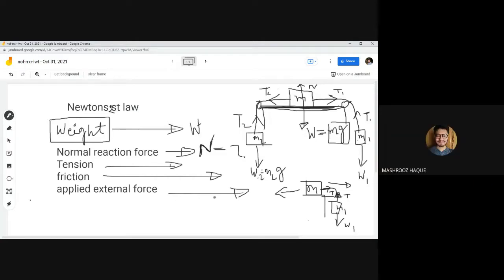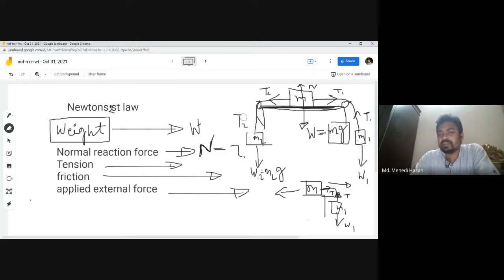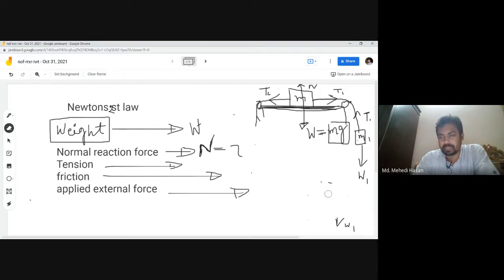Just remember one thing, tension will be involved when there is a string involved. So when a string is attached with the object, then the tension will always act away from the object. Okay, so outward from the object, alright?